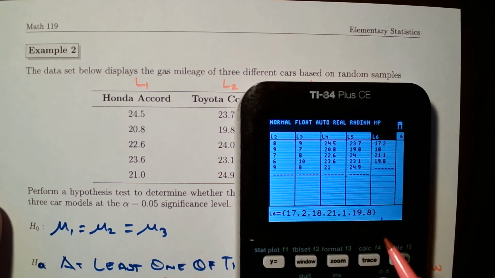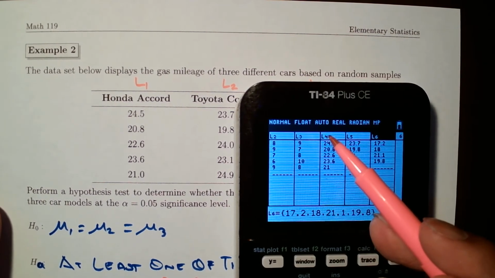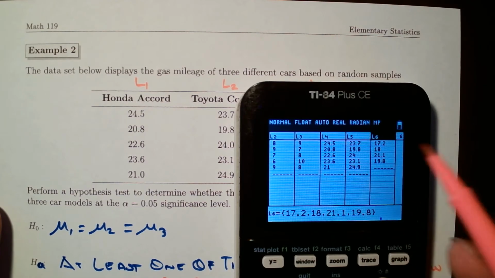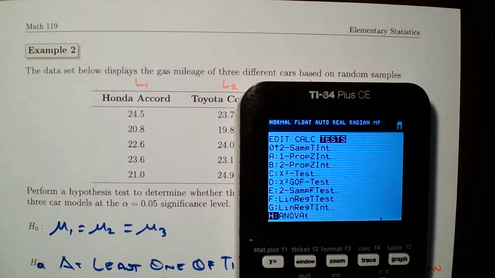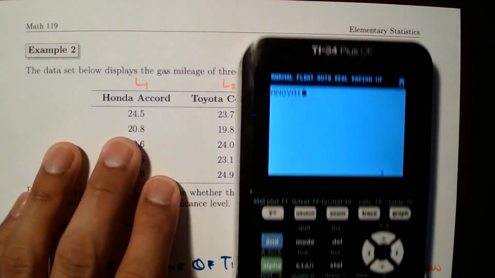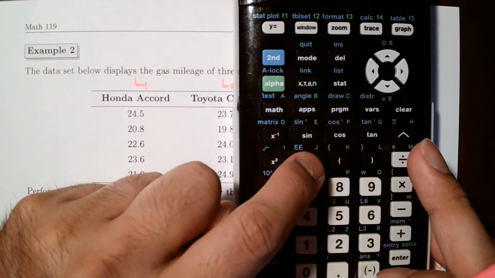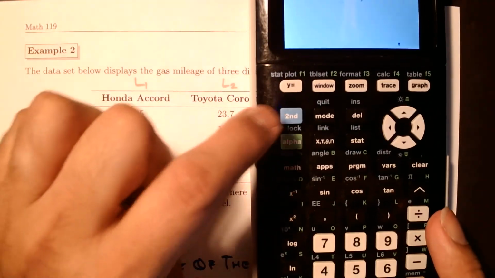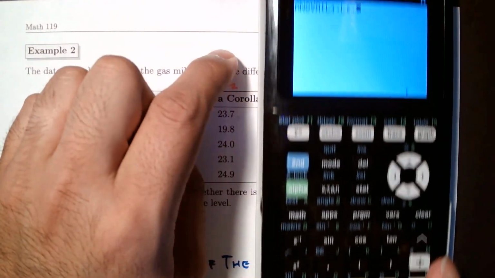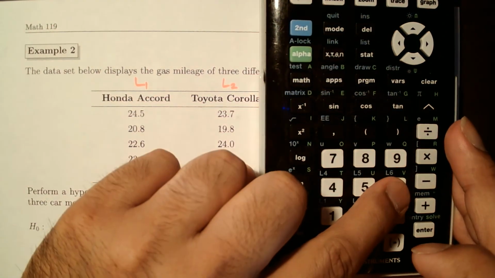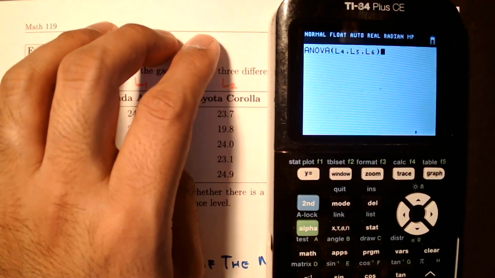Just be sure that when you do the ANOVA test, be sure to link to the correct names of the L's. So I'm gonna do stat, test, ANOVA, and in this case I'm gonna do second L4 this time. I'm gonna put a comma, and then second again L5, comma, second L6, and no more comma right here. Well, just close the parentheses.